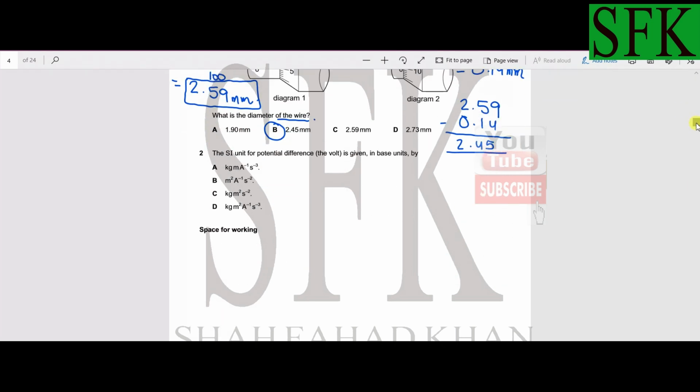Okay, moving on to the next part. The SI unit for potential difference is given in base units by, since we know that by definition volt is the work done per unit charge. Work done per unit charge. Work done is actually energy, which is force multiplied by displacement, divided by charge, that is Q.